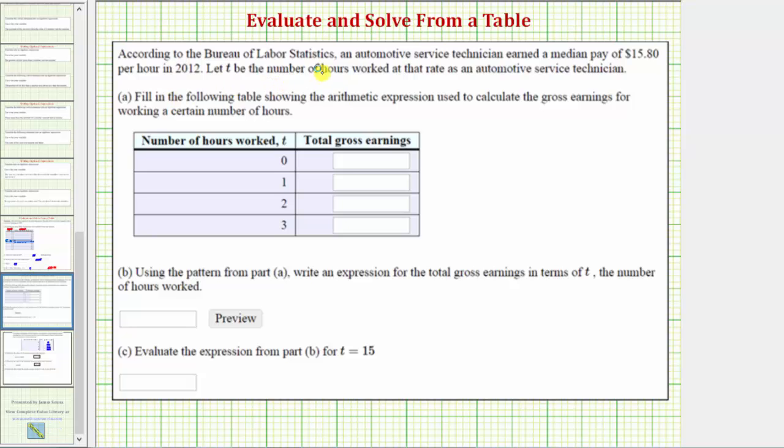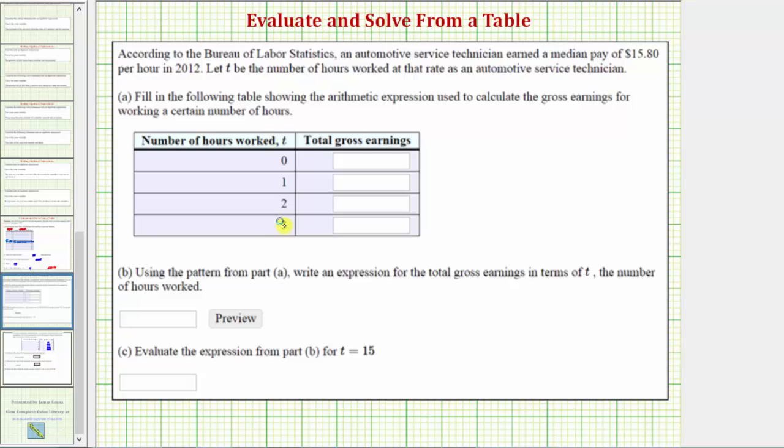According to the Bureau of Labor Statistics, an automotive service technician earned a median pay of $15.80 per hour in the year 2012. Let T be the number of hours worked at that rate as an automotive service technician. For Part A, we're asked to fill in the following table showing the arithmetic expression used to calculate the gross earnings for working a certain number of hours.